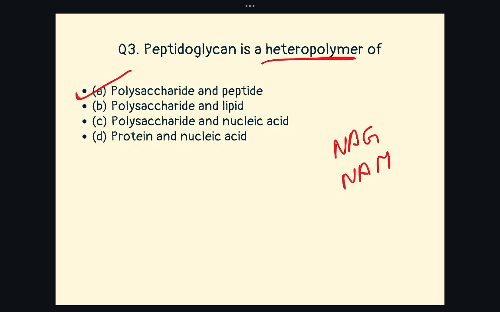Peptidoglycan is equal to polysaccharide backbone plus peptide cross links. The polysaccharide part is the alternating NAG and NAM sugars, and the peptide part is the short amino acid chains that cross link the polysaccharides. I hope this question is clear. Now, next question.